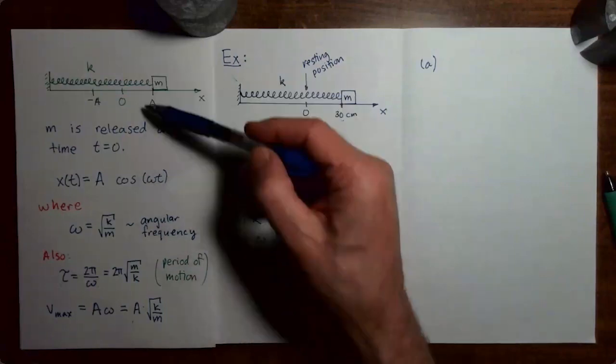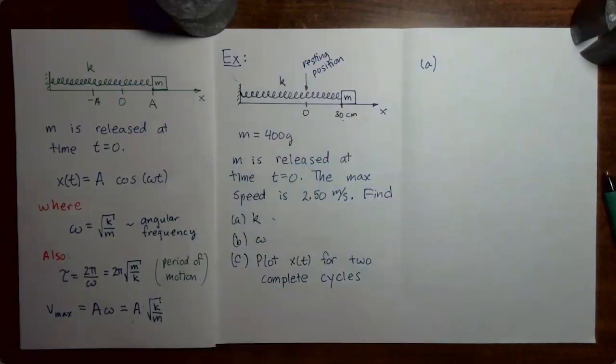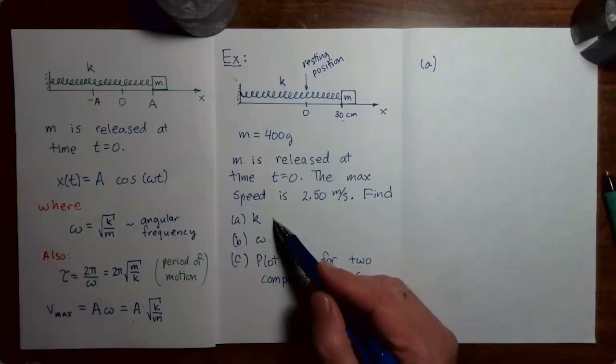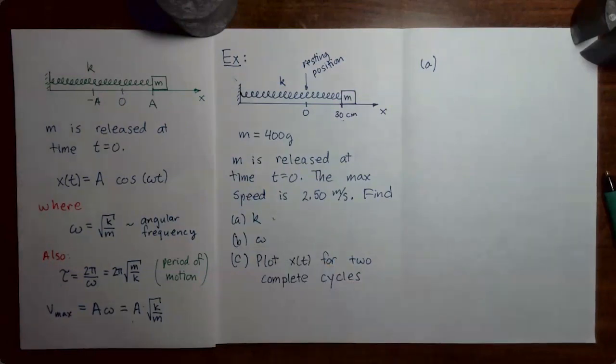Now, if you scan through the equations over here, you're going to find one equation where everything is known except for the spring constant. So why don't you see if you can find that equation and then solve for the spring constant. And once you've given that a shot, rejoin the video.